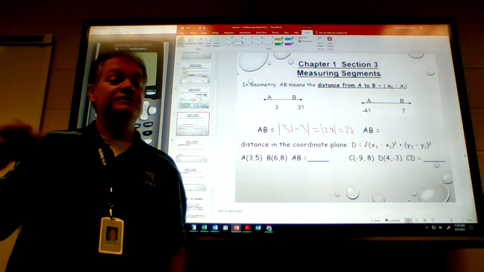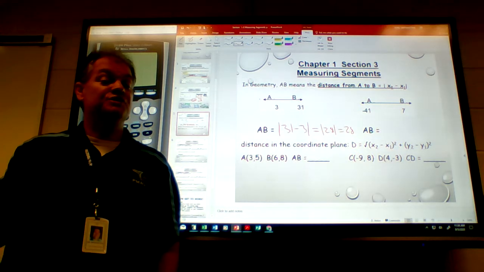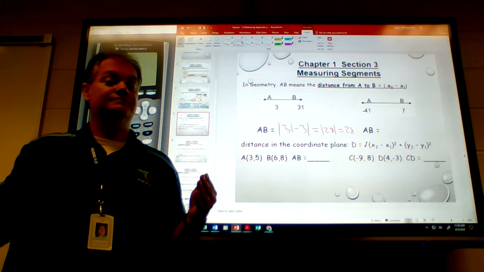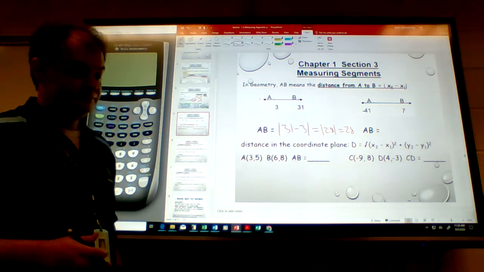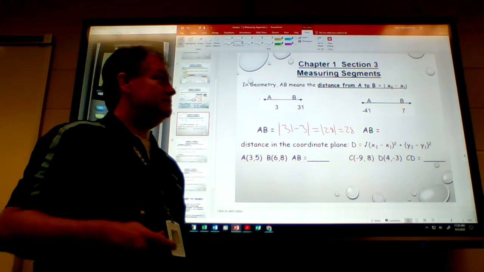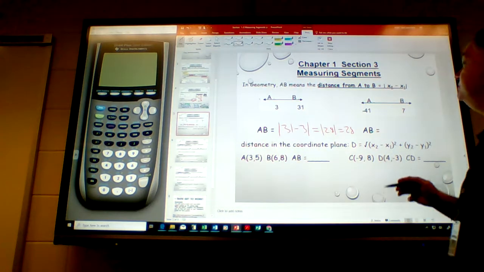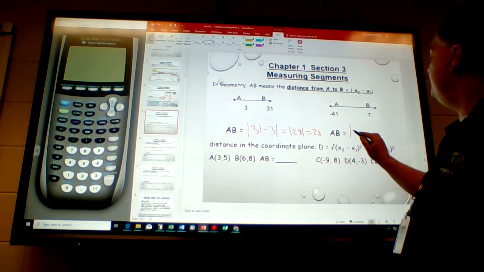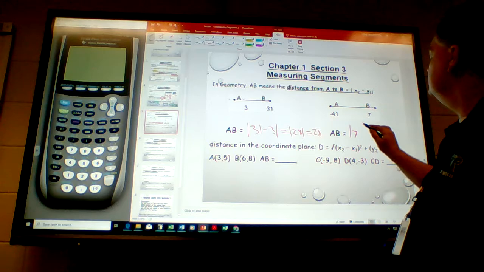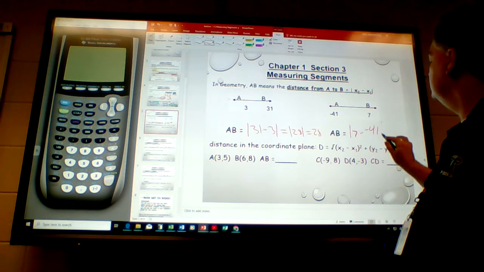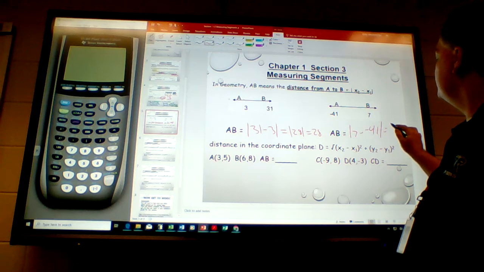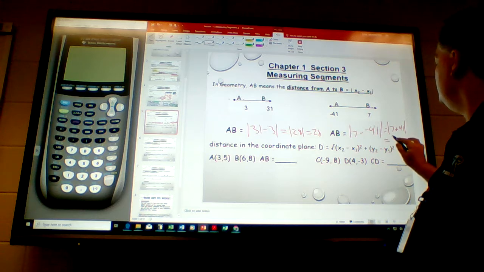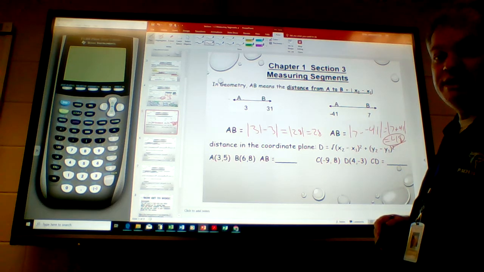All right, now you remember that stuff. You should remember absolute values from algebra. Remember, absolute value is the distance between any 2 points, and distance is always positive. So remember, distance is always positive. Even for AB, for this one, we have 7 minus negative 41, which equals 7 plus 41, which is just simply 48.